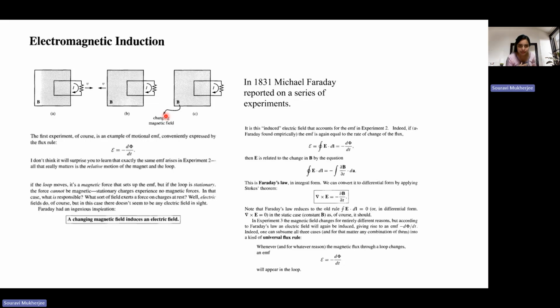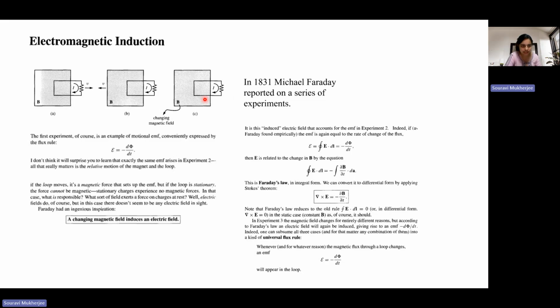So that led to the thought that maybe when there is a magnetic flux change, an electric field is getting generated, and it is that electric field which is resulting in this potential difference or this current. So that led to the idea that a changing magnetic field induces an electric field. And it is that electric field that results in the motion of the charge along this conducting loop.